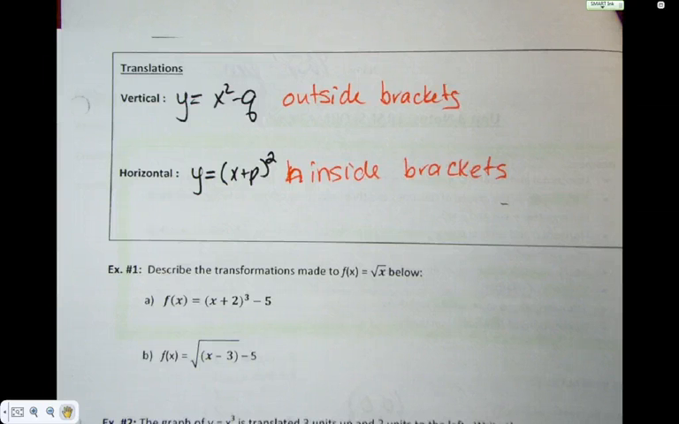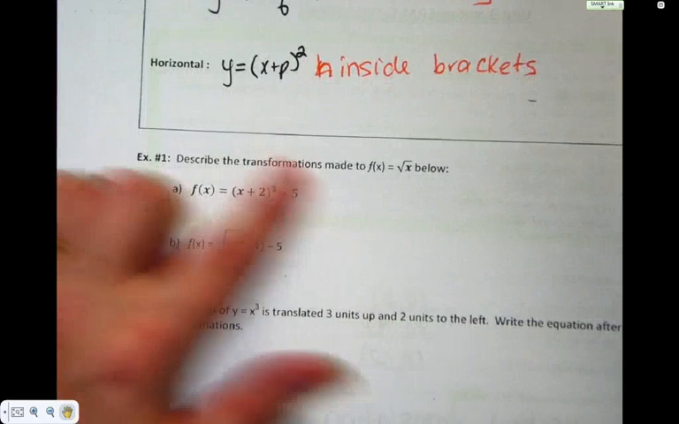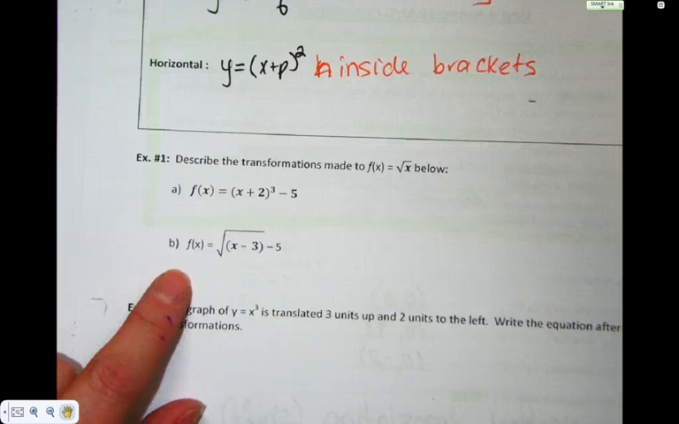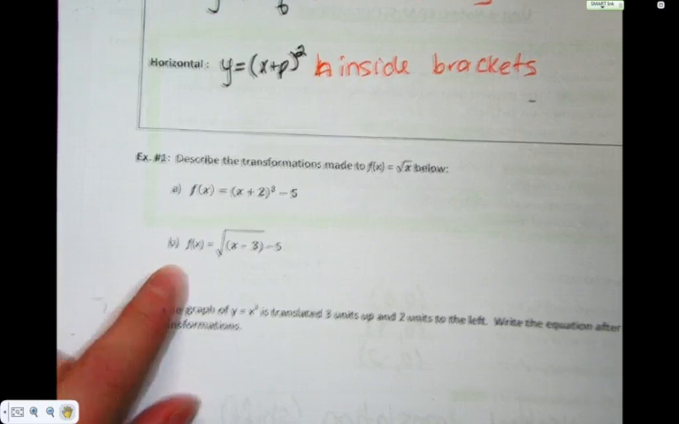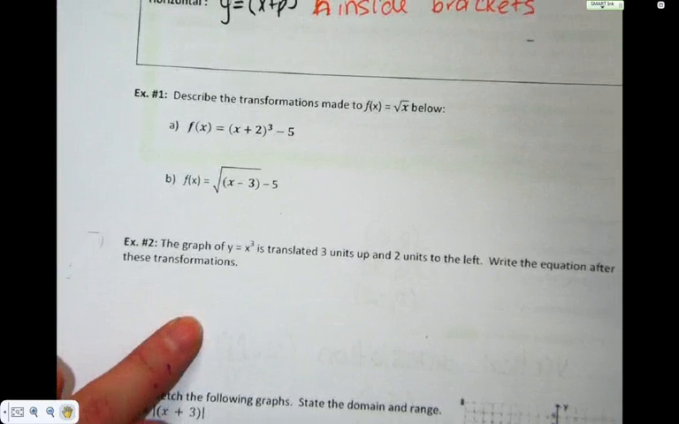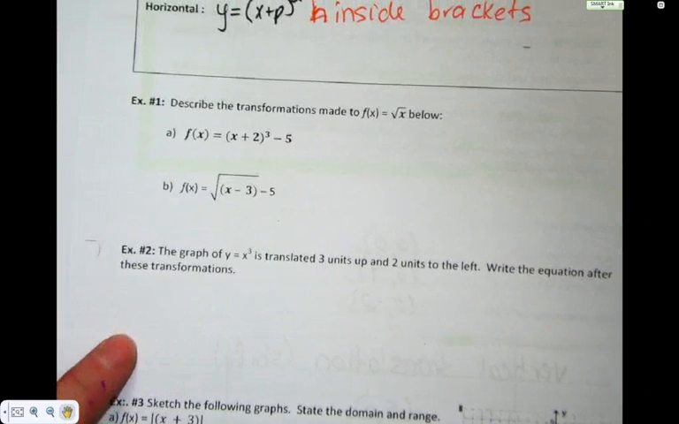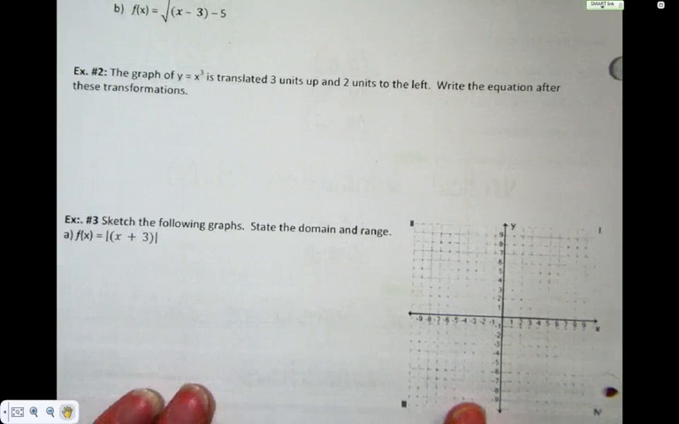So we're going to do a bunch of different things today. The first, I'm going to give you an equation. We're going to identify and describe the transformation, so just talk about what's happening. Then we're going to go backwards. I'm going to tell you the transformations, and we're going to write the new equation. Then we're going to actually get into some graphing.